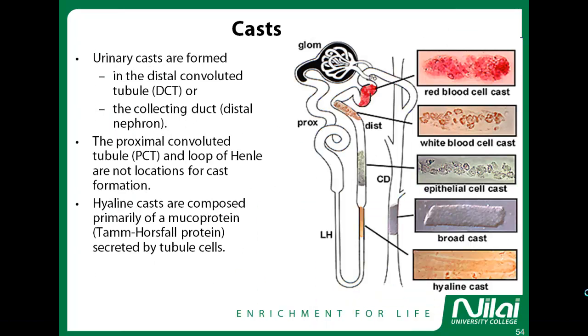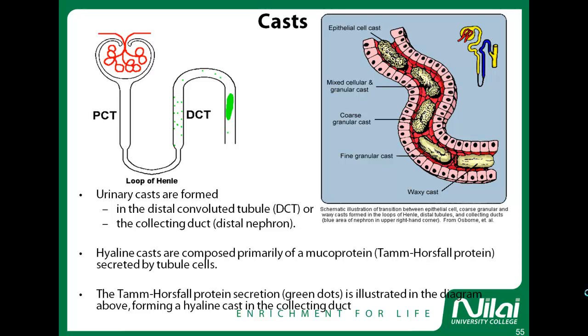Urinary casts are formed in the distal convoluted tubule or collecting duct of the distal nephron. The proximal convoluted tubule and loop of Henle are another location for cast formation. Casts are composed primarily of mucoprotein, Tamm-Horsfall protein, secreted by tubular cells. The Tamm-Horsfall protein secretion, the green dots illustrated in the diagram above, forms a hyaline cast in the tubule.